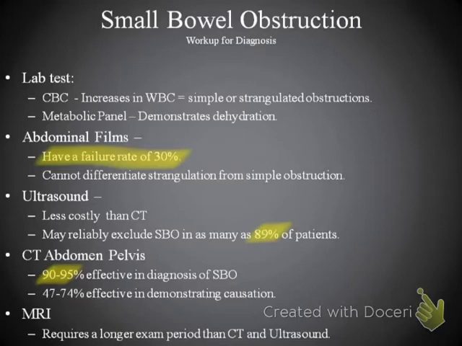Also, we have a 47 to 74% effective rate in demonstrating causation. So many times, not only do we find that there is a small bowel obstruction, but we also find that we have a cause for it. And that's very, very essential in actually treating the small bowel obstruction. And then we have MRI, which, as we all know, requires a longer exam period than CT and ultrasound. So in the case of CT having a very high accuracy rate, many times it's just indicative to go in and perform a CT and let that be the ruling out factor for small bowel obstruction.